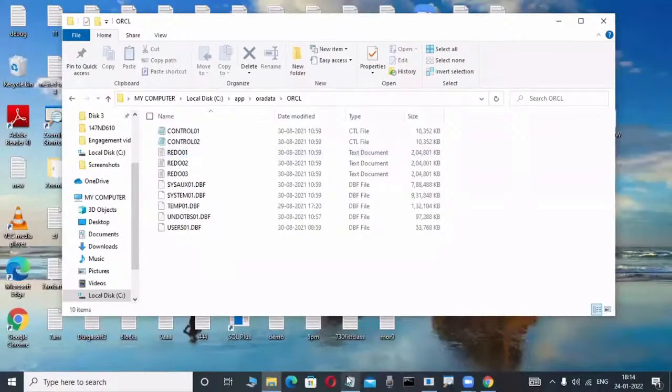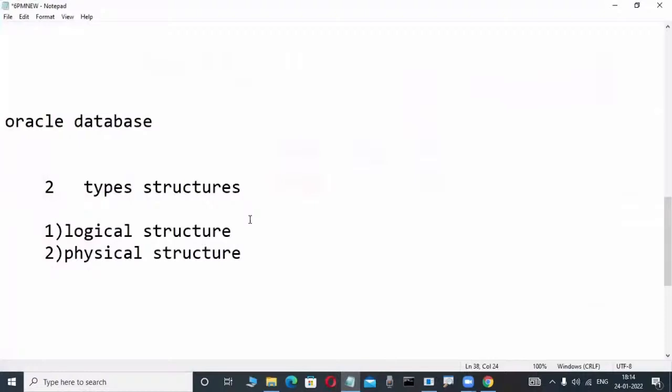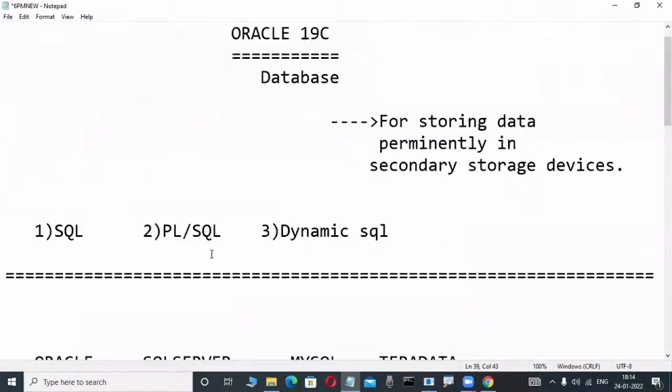That's why a logical structure means a structure which is not visible in the operating system. A physical structure means that whenever we install Oracle, SQL Server, DB2, these software automatically create physical files. I told you in the previous classes. That's why a structure which is visible in the operating system is called a physical structure. These are all things I told in the previous class.